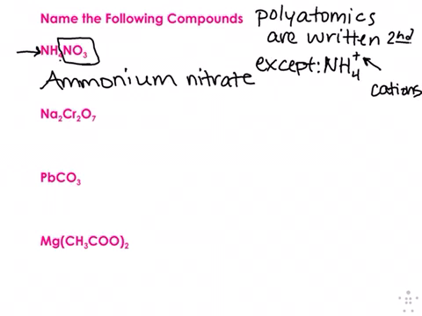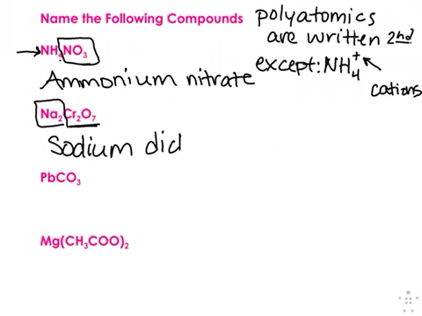Okay. Let's look at this second one quickly. You name the cation first. The cation in this case is Na+. So what is Na+ as a name in words? Sodium. And then you look up the anion on your polyatomic chart. Cr2O7, with a 2- charge. Dichromate.